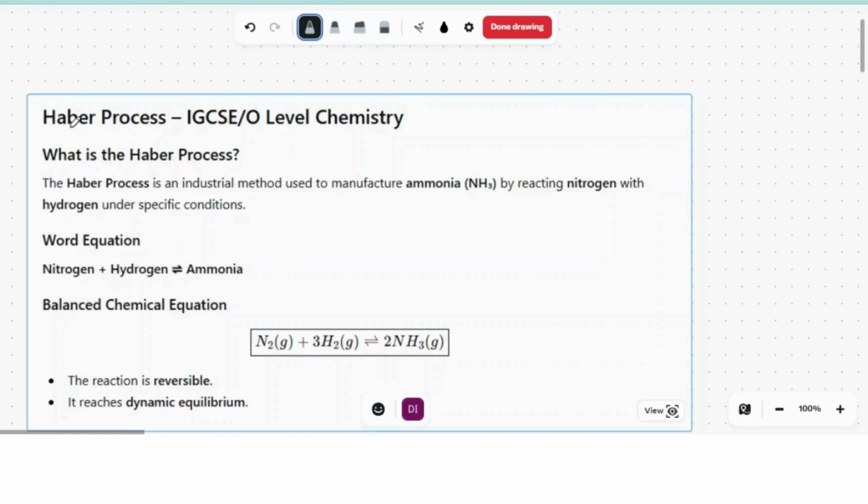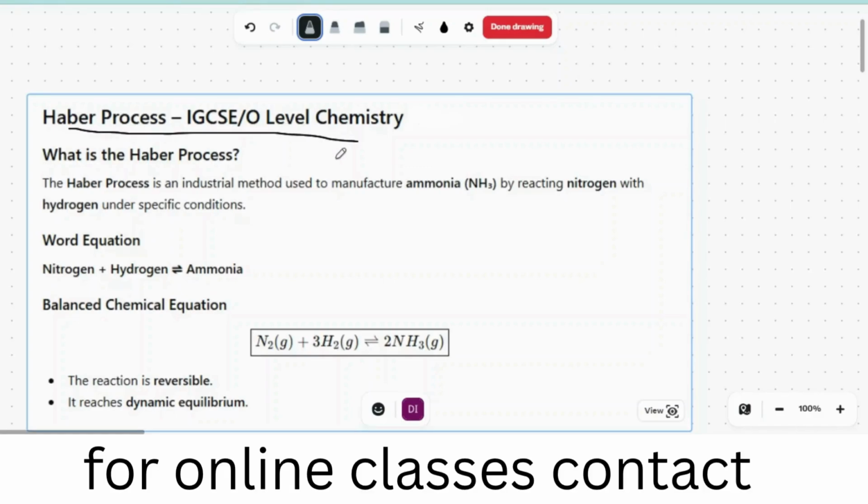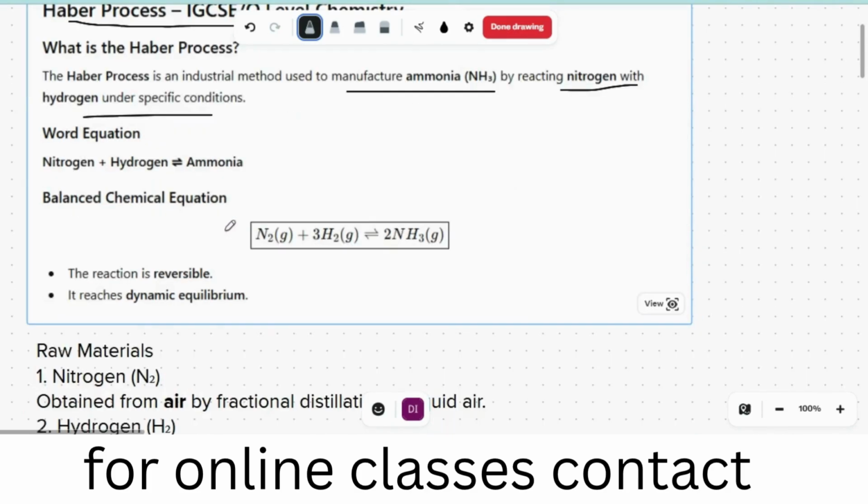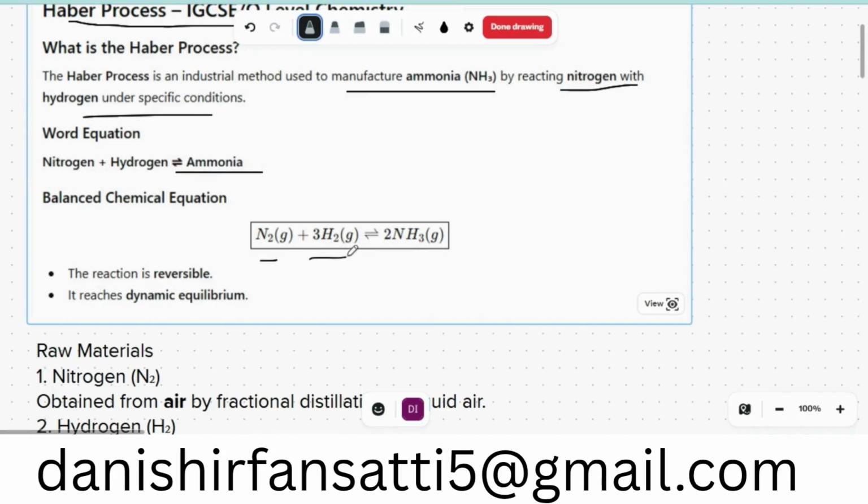Hello, today we are going to talk about the Haber process that is in the syllabus of O Levels chemistry. What is the Haber process? The Haber process is an industrial method used to manufacture ammonia by reacting nitrogen with hydrogen under specific conditions. The word equation is simply nitrogen plus hydrogen gives us what? Ammonia. The balanced chemical equation: 1 mole of N2 plus 3 moles of H2 gives us 2 moles of ammonia, NH3.